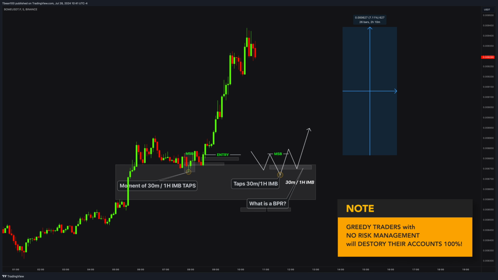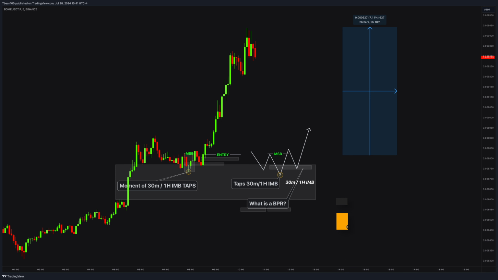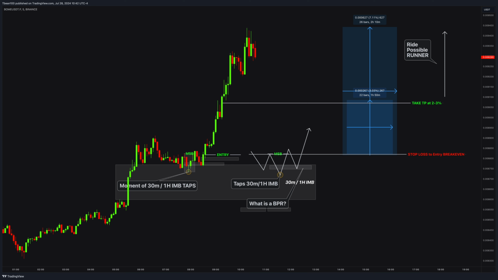Now, how to manage such a trade? Never ever get greedy here. Greediness or forgetting the risk management will destroy you. Okay, one more time. One single second of a greedy action can destroy all of your accounts. Now, take a high amount of profits with a 2-3% move here, and move your stop loss to break even at your entry. Let like 10-20% of your remaining position run further for a possible runner.